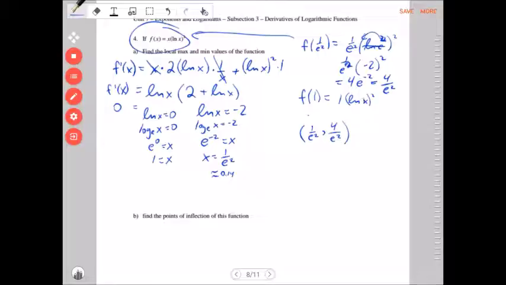All right. ln 1 is just 0. So 0 squared is 0, 0 times 1. So the other point is just x is 1, y is 0. Those are our potential maximums and minimums.